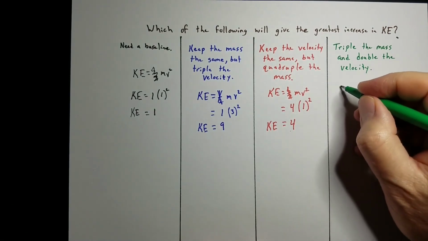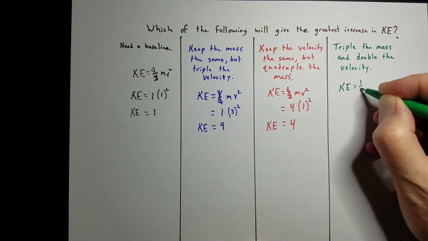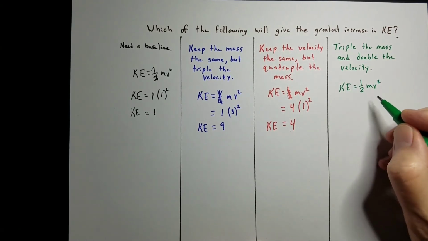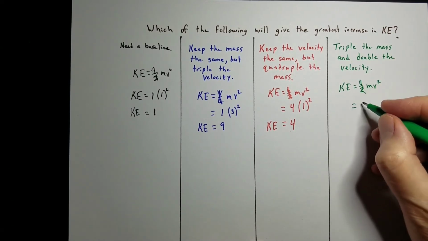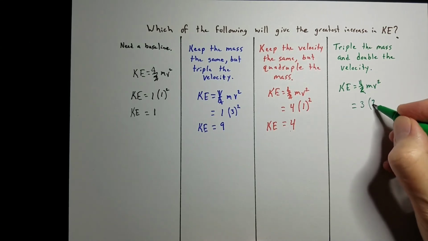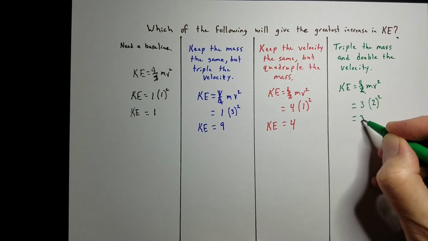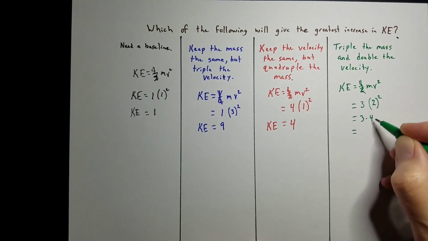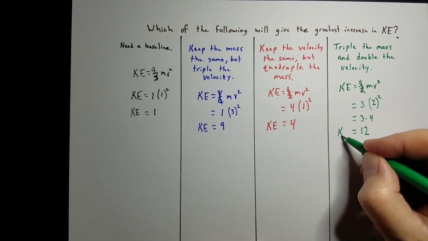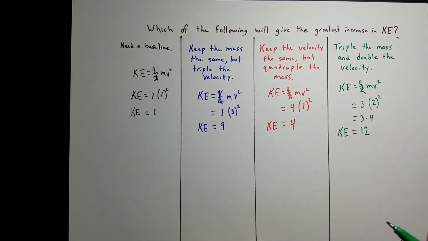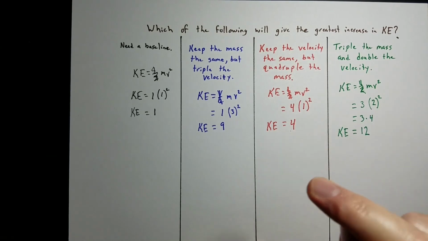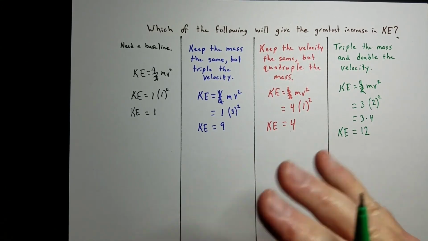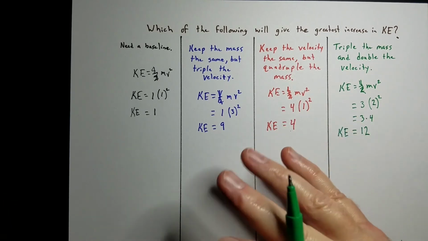For the green one, again, always start off with your equation. That's your guide to thinking. Get rid of the constant. The mass is tripled, and the velocity is doubled. But remember, that's squared. So the kinetic energy will increase by 12 times as much. So this will actually give us the biggest increase, followed by that, and that does the least. Since velocity is squared, it's going to have a bigger impact than changing the mass.